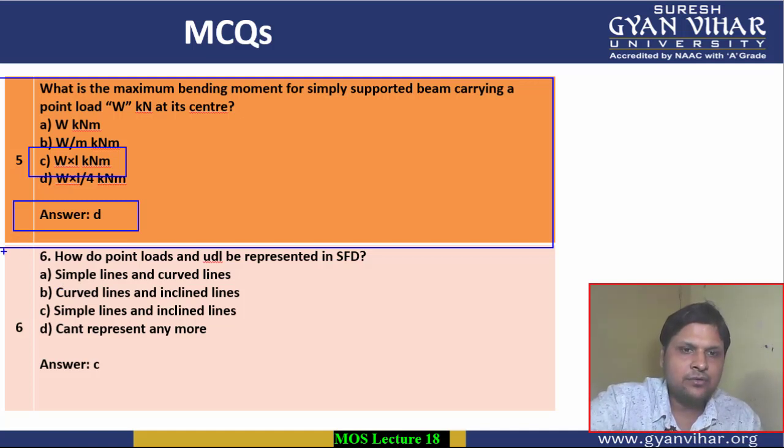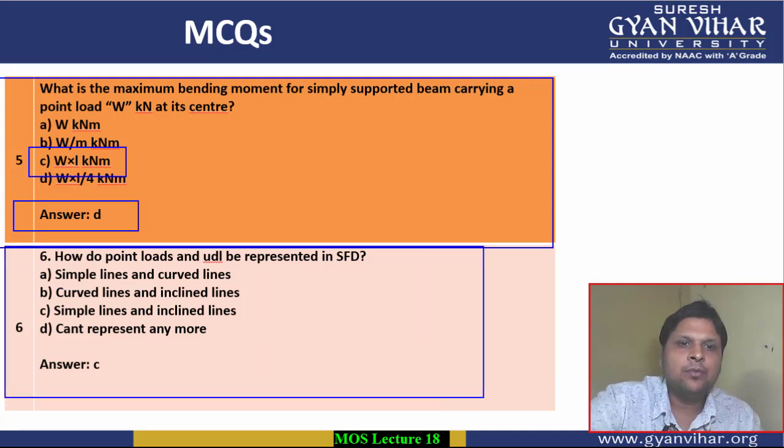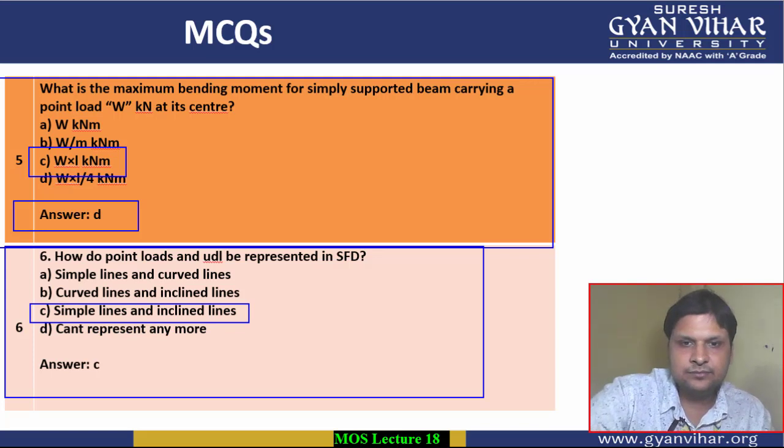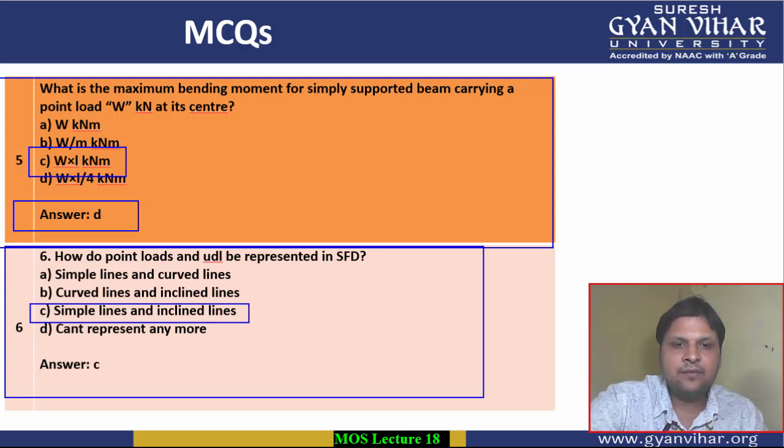Coming into the sixth multiple choice question, how are point loads and UDL represented in shear force diagram? We all know that point load and UDL in shear force diagram are represented by simple lines and inclined lines. In shear force diagram you will find only simple lines and inclined lines. There will be no parabolic type of curve if there is any point load or UDL load.